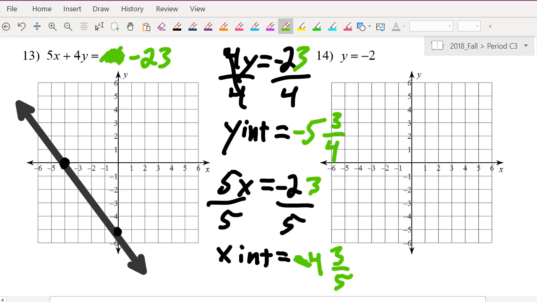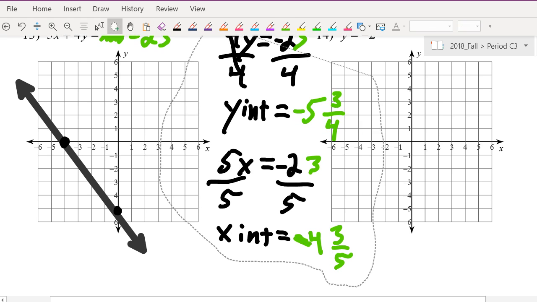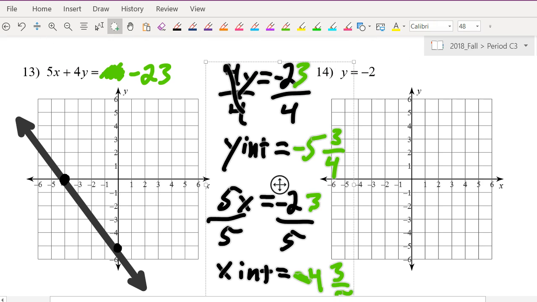Ooh, my Screencast-O-Matic poked its little head up. Screencast-O-Matic.